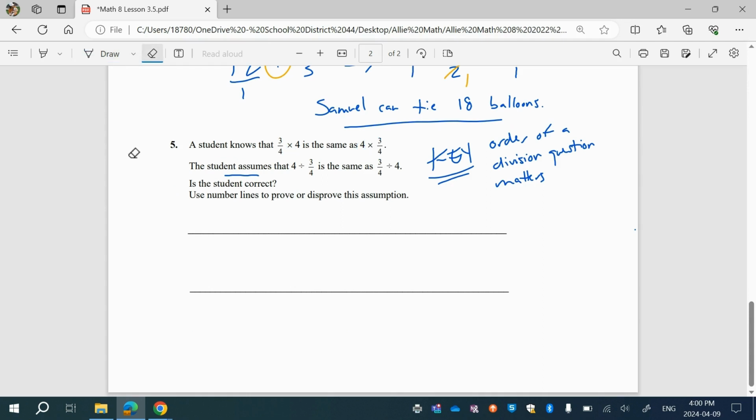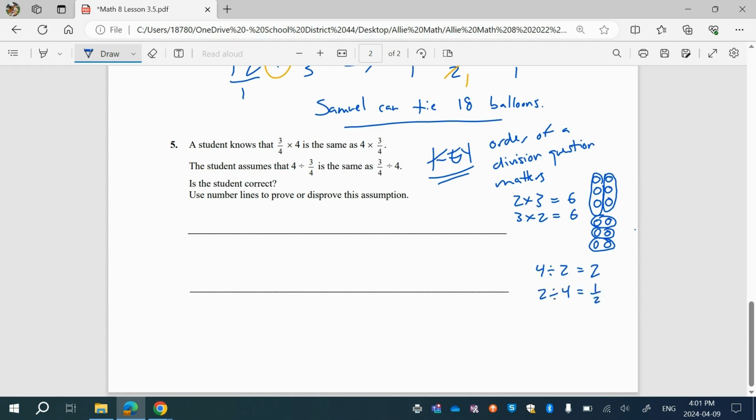Okay, so not a bad assumption, because it's true that 2 times 3 is 6, and 3 times 2 is 6. If we drew it out, you could see this as 2 groups of 3, and if we draw the same thing again, you could see it as 3 groups of 2, but ultimately it's 6. But if we're dividing, 4 divided by 2 is 2. But 2 divided by 4 is a half. So different answers depending on the order.